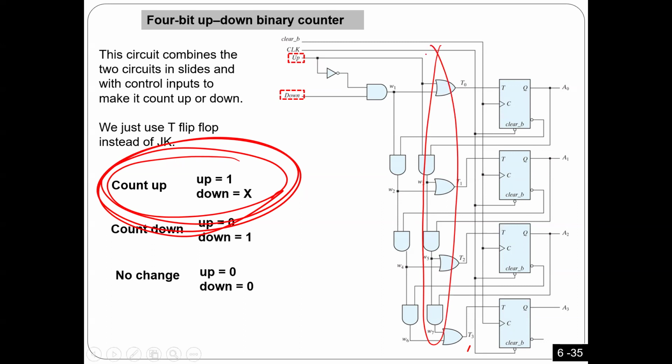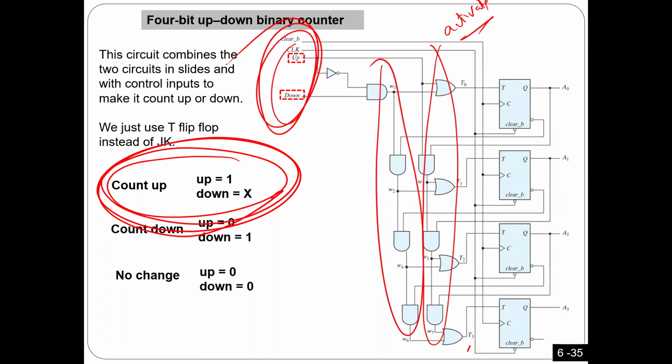If you want to count up, you have to activate this branch. If you want to count down, if you look at the second branch you have here, this one takes E naught prime. So that means if you want to count down, you need to activate this one. How can you do that? From the input, from the values of the input. So from the values of the input, either activate this one or activate this one.